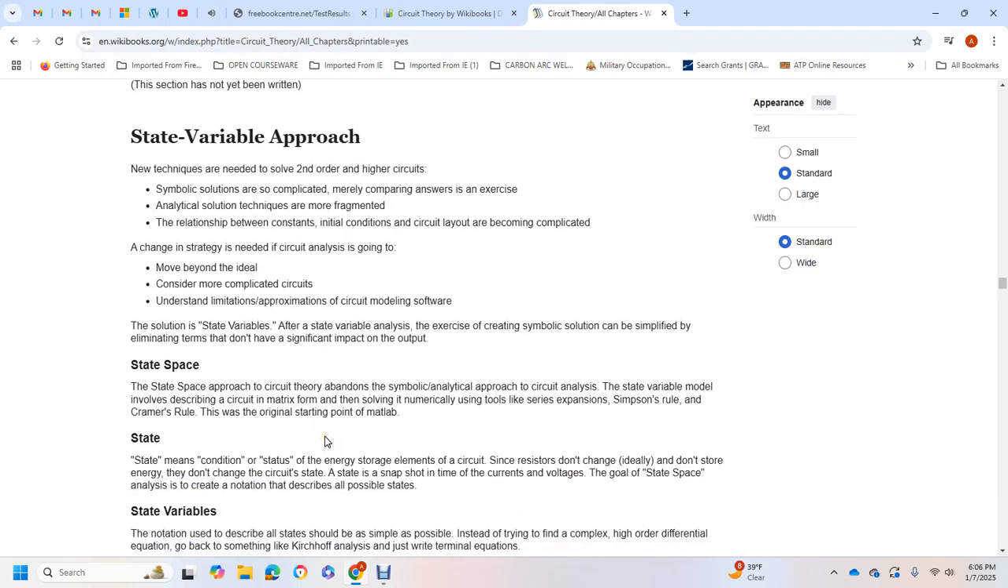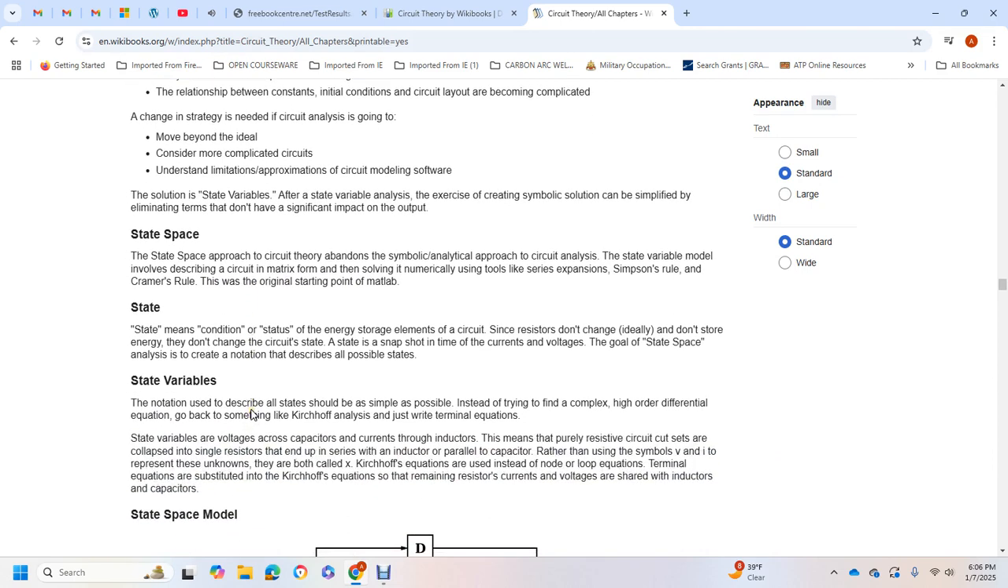State space is an approach to circuit theory alongside the symbolic analytical approach to circuit analysis. The state variable model involves describing the circuit in matrix form and solving it numerically using tools like series expansion, Simpson's rule, and Cramer's rule, with MATLAB as the original starting point. State means the condition or status of the energy storage elements of the circuit. Elements that ideally do not store energy do not change the circuit state. The state is a snapshot in time of the currents and voltages. State space analysis created the notation to describe all possible states.